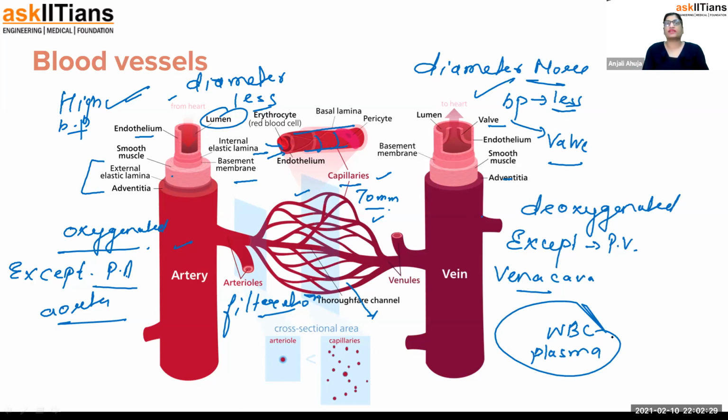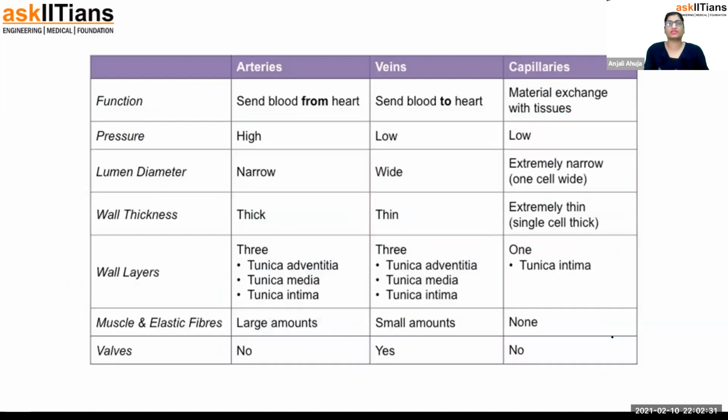But if that question comes as a difference, you can refer to this table. So an artery sends blood from the heart, and a vein sends blood to the heart. In the capillary, exchange happens. I've told you this. Pressure is high, low, low. Capillary obviously has the least diameter.